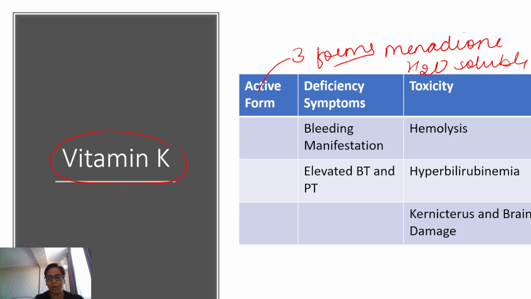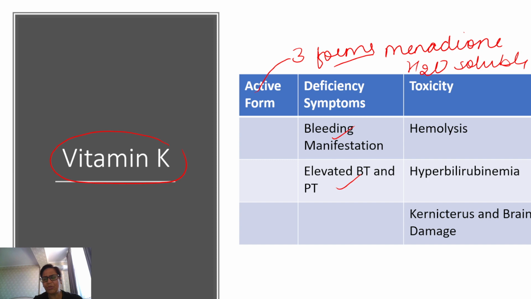Right? So obviously, it plays a very important role in the clotting factors. So deficiency is bleeding, and there is elevated bleeding time and prothrombin time. And if we look at the toxicity, hemolysis, hyperbilirubinemia, kernicterus, and brain damage take place.